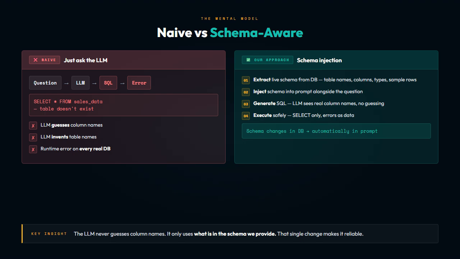The fix is schema injection. Before we ask for SQL, we extract the full schema from the database. Table names, column names, types, relationships, everything. We inject that schema into the prompt alongside the user question. Now the LLM is not guessing. It is writing SQL against a schema it can actually see. That single change is what makes this reliable enough to use in production.